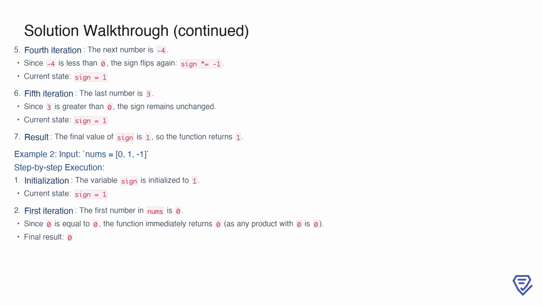Now, let's consider a different example. If the input array is 0, 1, -1, we start with sign initialized to 1. The first number is 0. Since 0 immediately makes any product 0, there's no need to continue further. The function immediately returns 0 as the result.